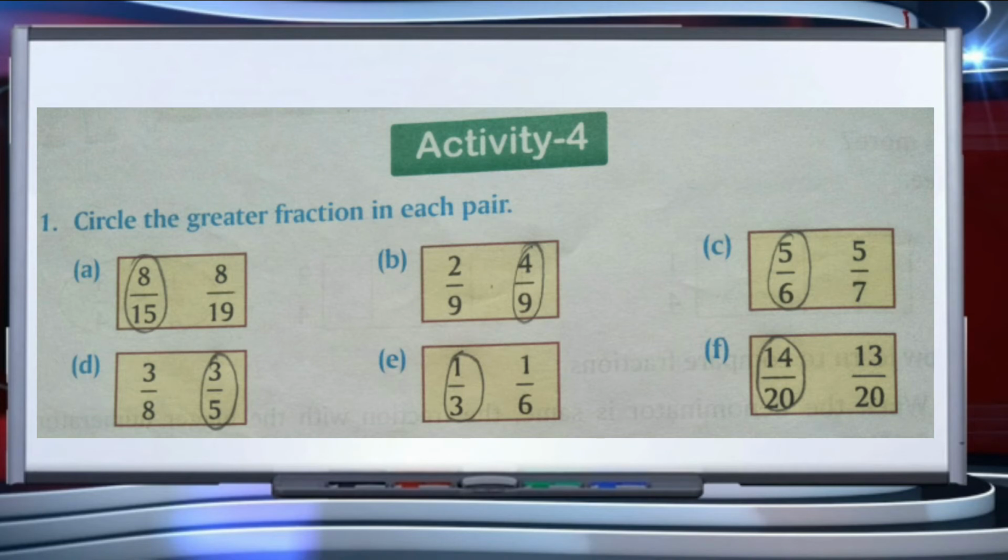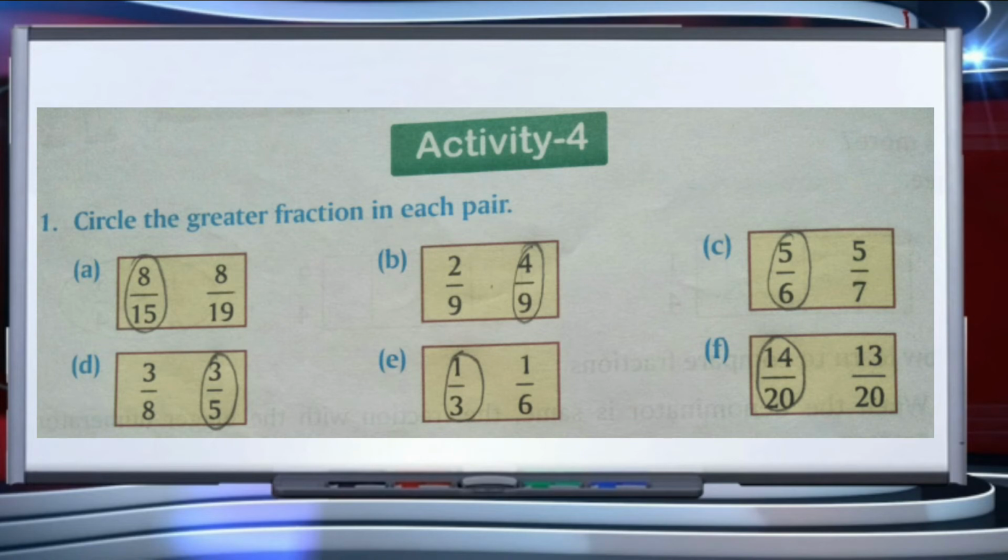That means 5 by 6 is greater than 5 by 7. D part is 3 by 8 and 3 by 5. Now the numerator is same. Again the fraction with smaller denominator is greater. That means 3 by 5 is greater than 3 by 8. So we will circle 3 by 5.